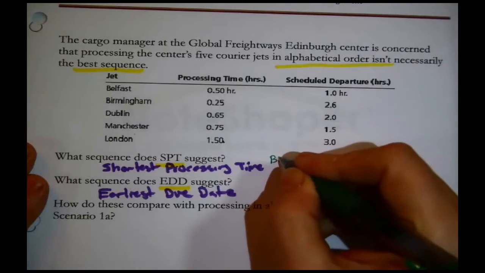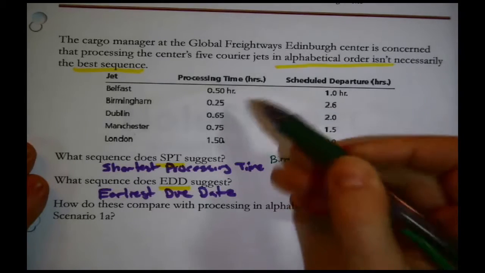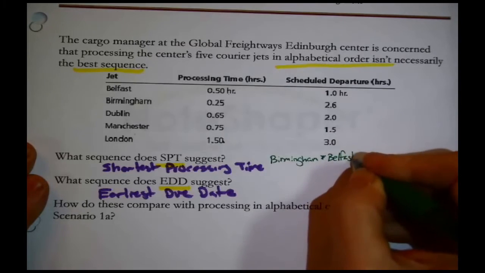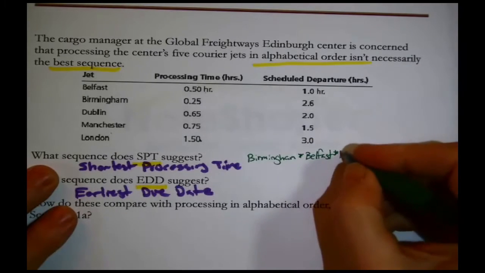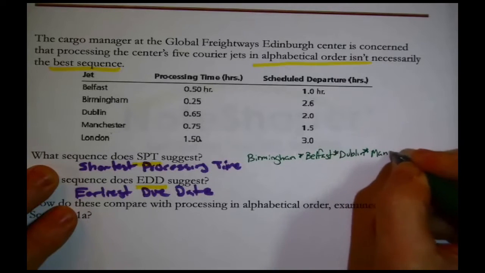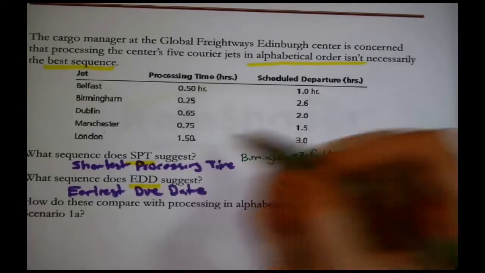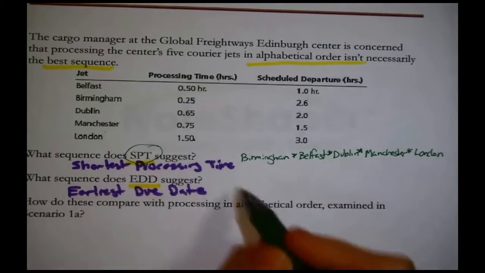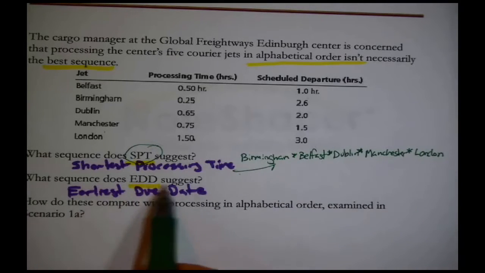Right. You'd say, okay, Birmingham would go first. And then who's the second shortest? Well, that's Belfast. And I'm creating the sequence. Belfast would go next. And then who's the next shortest one? Dublin. And then who's next? Manchester. And the one jet that's the most work to process, the London flight, that would go to the back of the sequence if you're using shortest processing time. So there you go. That's actually the answer to that.